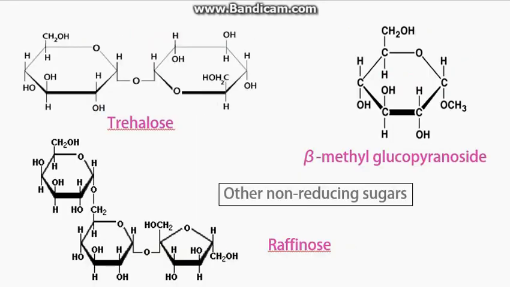Now here I have some more examples of sugars which are non-reducing in nature. Let's examine their structures. You see trehalose, this is another very similar structure to sucrose. You see that here also the anomeric carbons are involved in further bond formation, due to which there is absence of any free OH group. So therefore this becomes a non-reducing sugar.